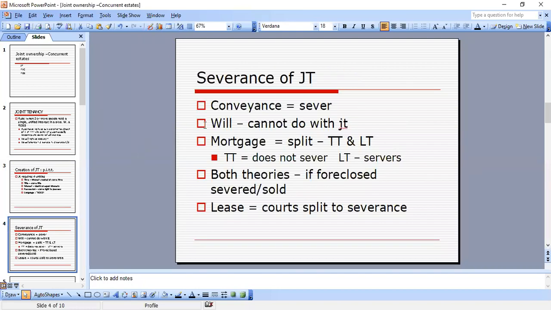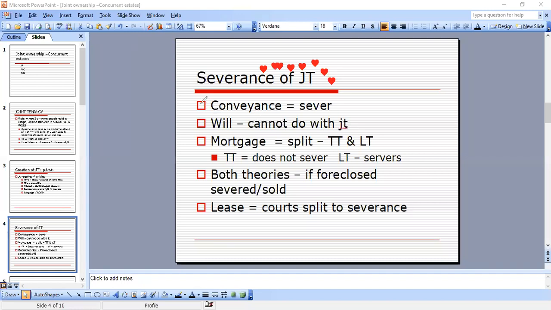Now, the severance of the JT. There are so many of these on MBEs, I'll put a heart because it's just to remind you guys, so many of these on MBEs. You have to know when a JT is severed, okay? And you got to go over those facts slowly and make a diagram. That's usually what I do.